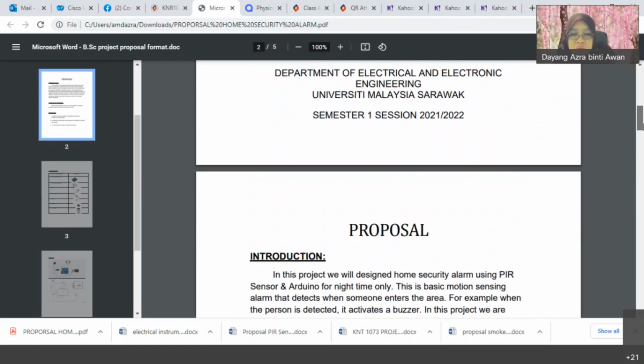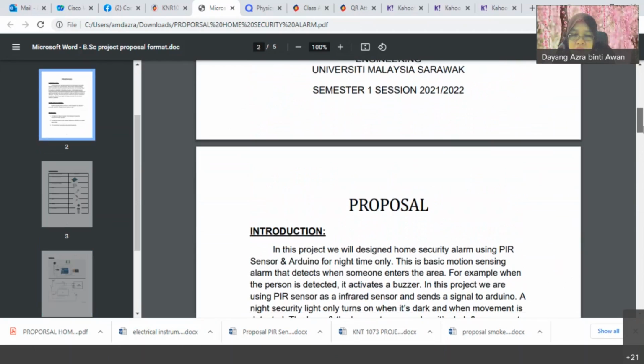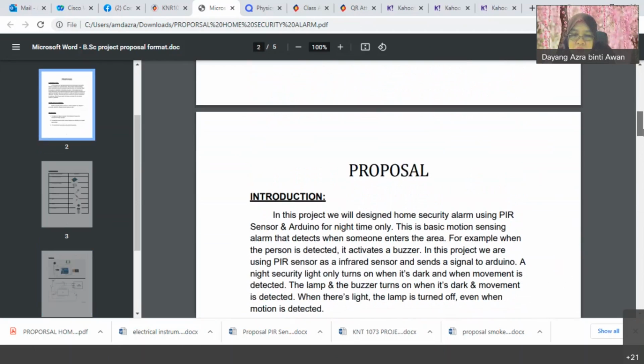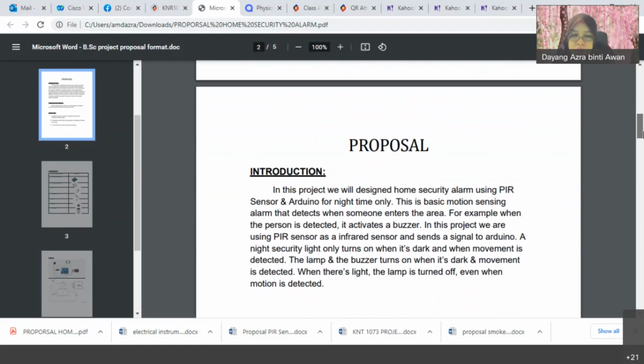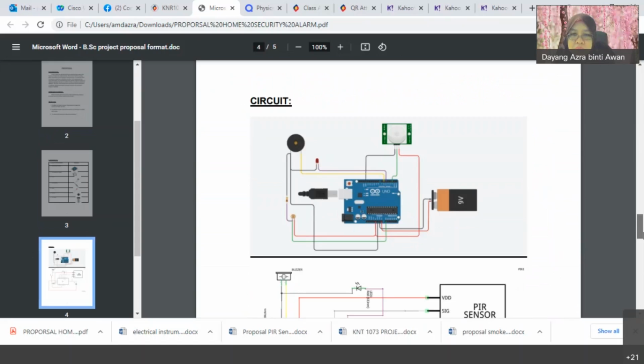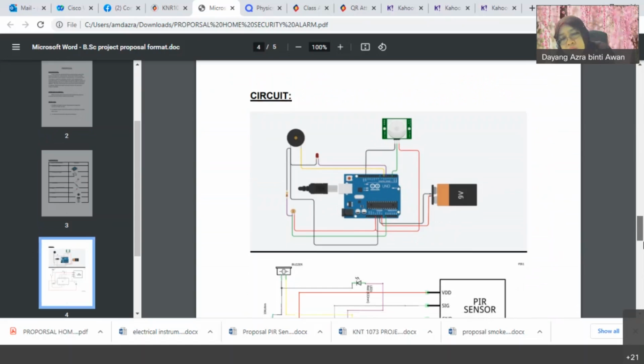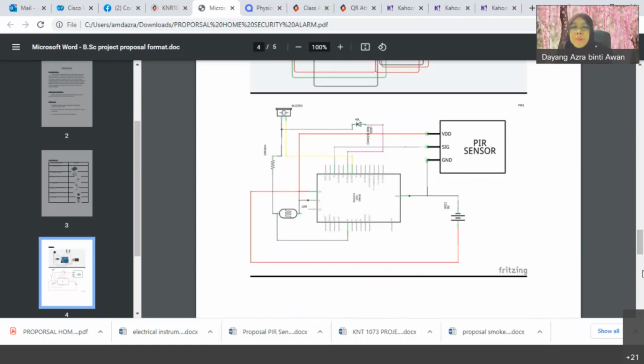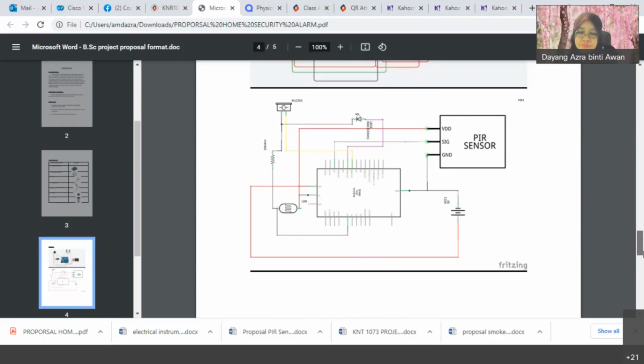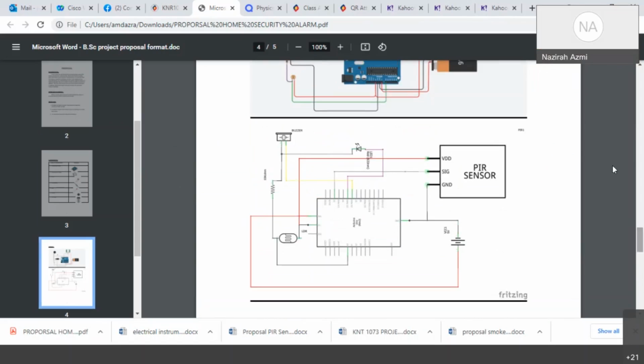Okay. Home security alarm, PIR sensor and Arduino for nighttime. This is basic motion using alarm to detect when someone enter the area. When person detect, dia ada buzzer. Okay lah. Okay. Boleh proceed, madam. Boleh. Thank you. Okay. Madam. Lagi.